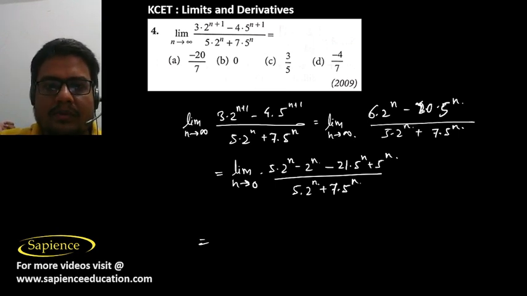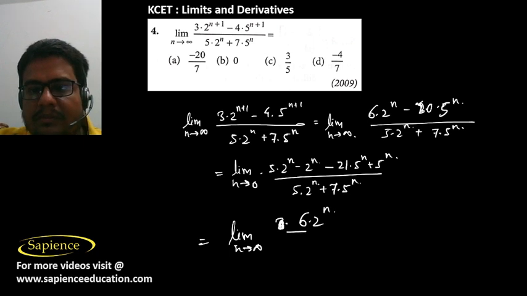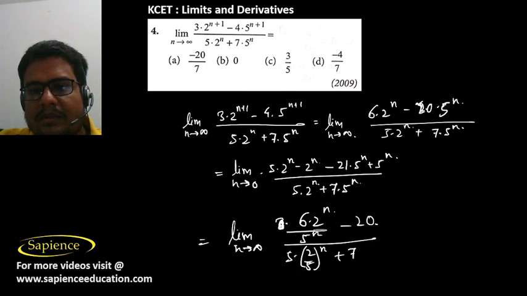So from here we can take 5 power n as common. So this will be limit n tends to infinity, 6 into 2 power n by 5 power n minus 20, divided by 5 into (2 by 5) whole power n plus 7.